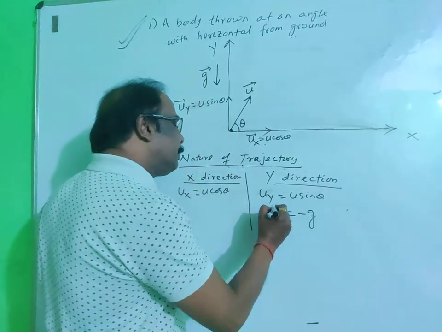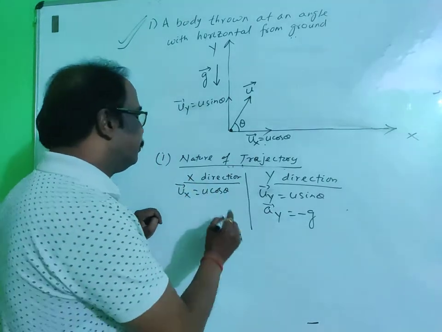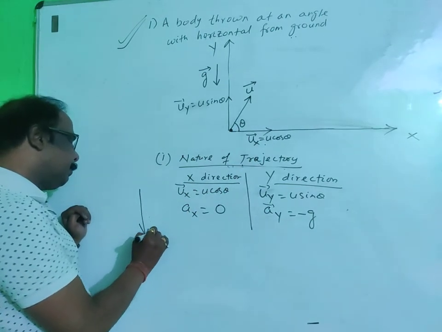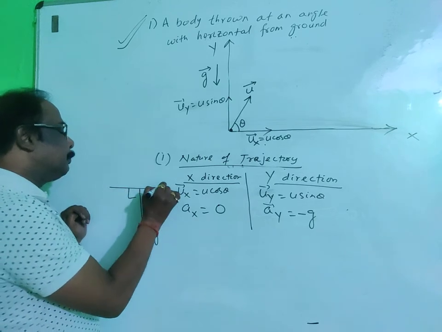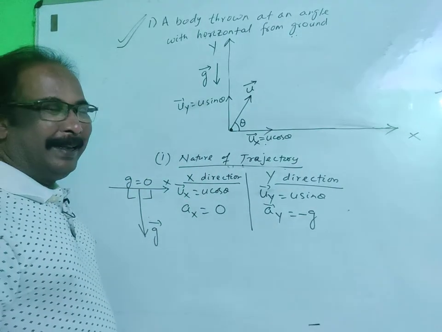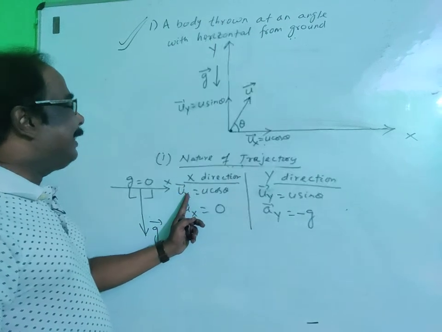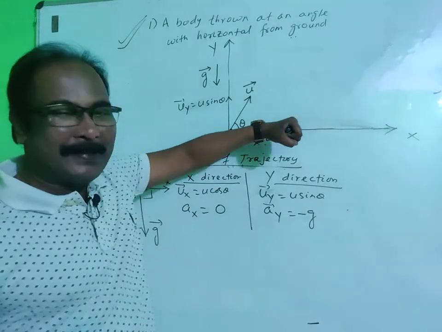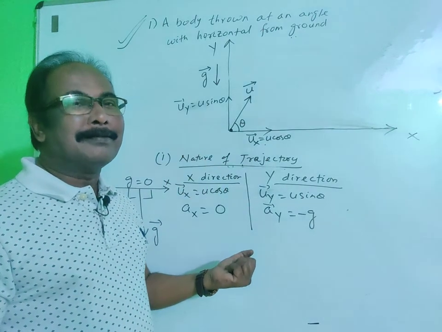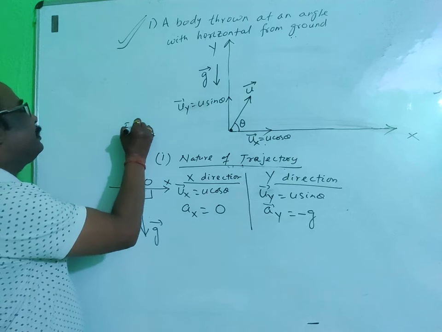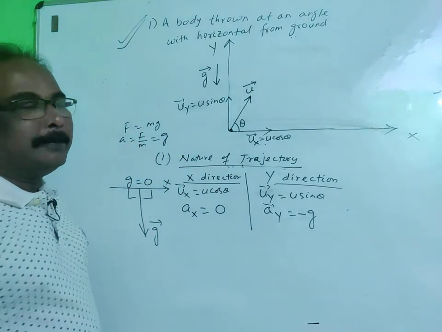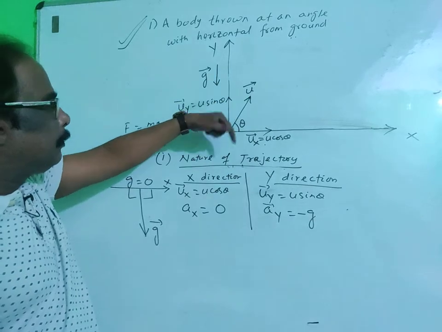So from the very beginning, let's take minus g. Along the x direction, acceleration is 0, since acceleration due to gravity is in the vertically downward direction. So along the x axis, acceleration due to gravity is 0. Along the x direction, no force is acting along the direction of velocity or opposite to it. Force here means the weight of the body, and acceleration is force upon mass, which is equal to acceleration due to gravity. The direction of the weight of a body is vertically downward.